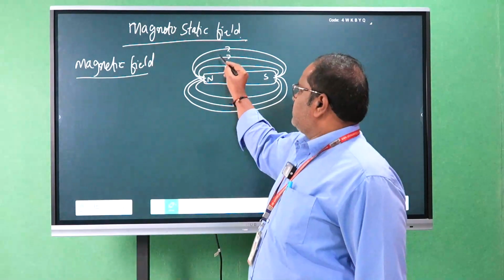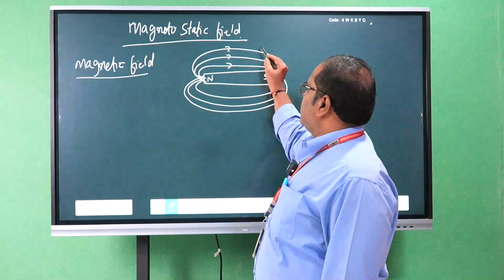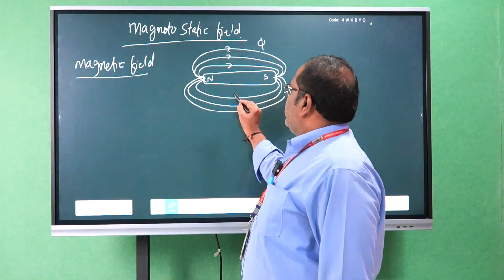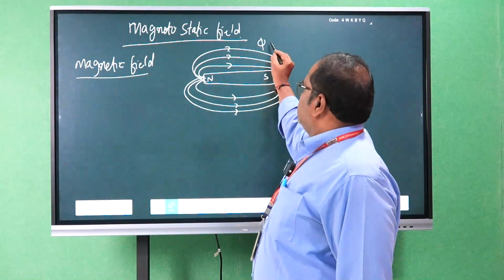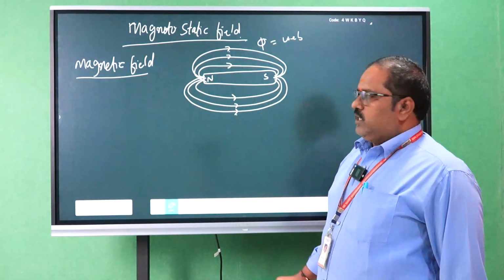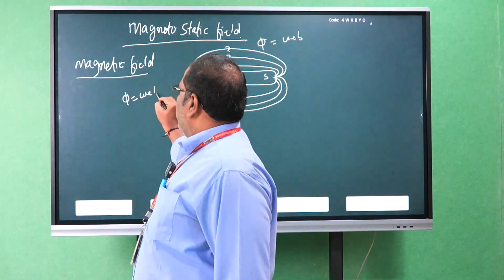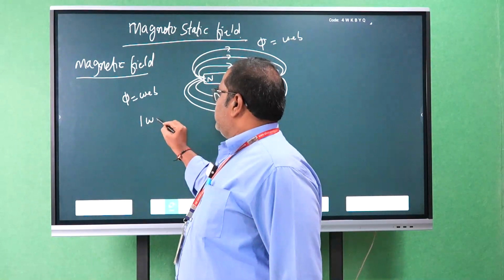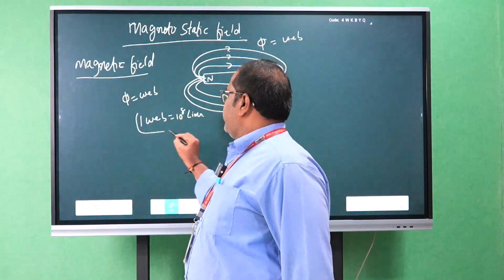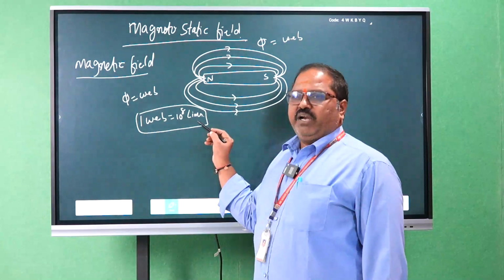The flux lines generate a magnetic flux, denoted as psi. The magnetic flux psi has units of Webers. Very important: 1 Weber is equal to 10 to the power of 8 lines flowing from the North Pole to the South Pole.